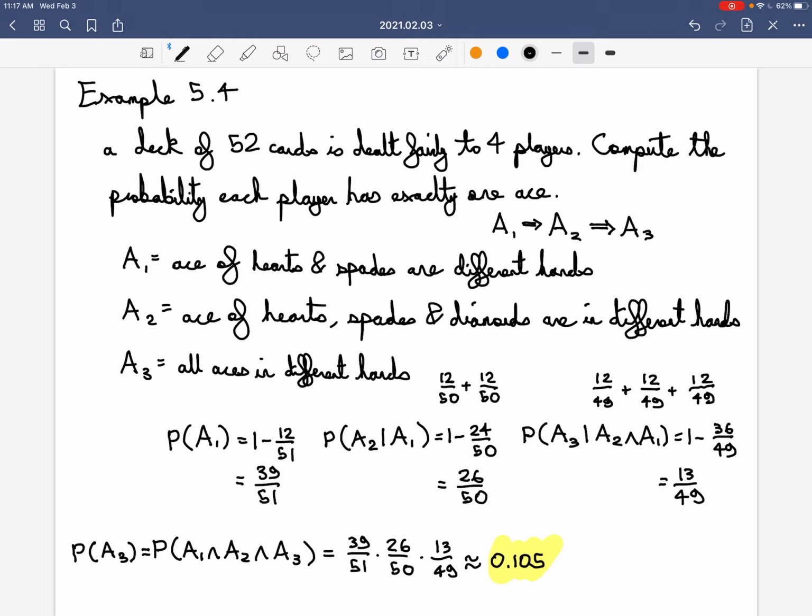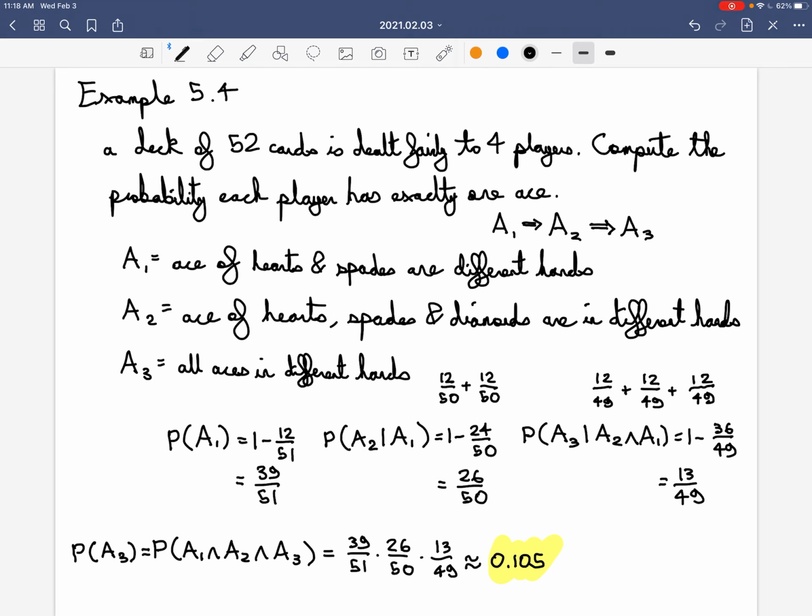So we can reason as before and add up these 3 probabilities. 12 over 49 plus 12 over 49 plus 12 over 49 is 36 over 49, which is the probability that the ace of clubs gets put in the same hand as one of the other aces, assuming the other 3 aces are in different hands. And so the probability of all aces being in different hands, assuming that 3 aces are in different hands, is 13 over 49.